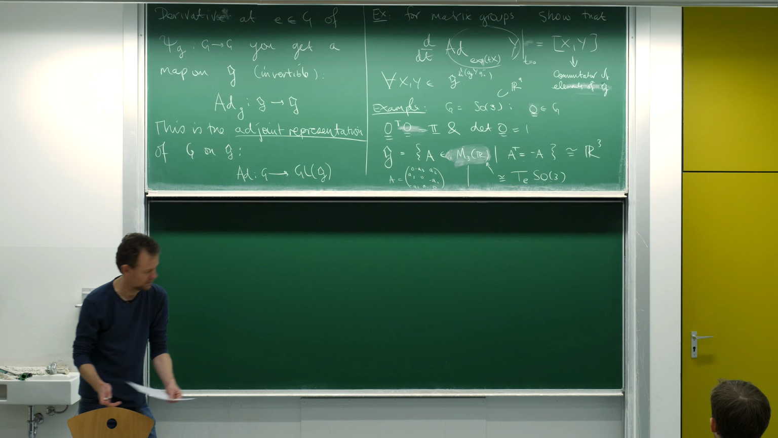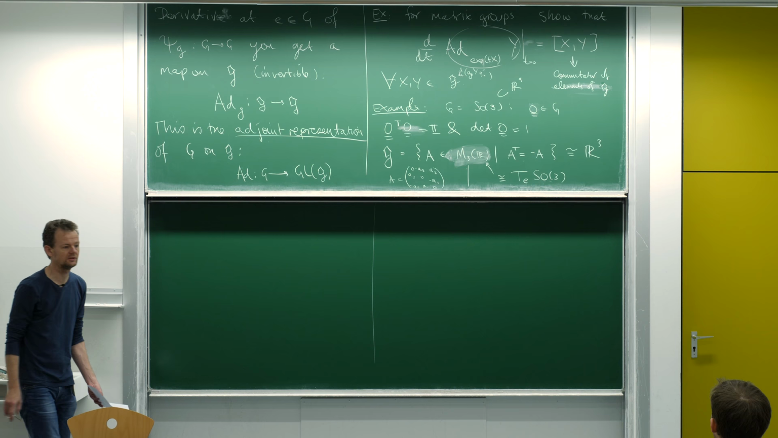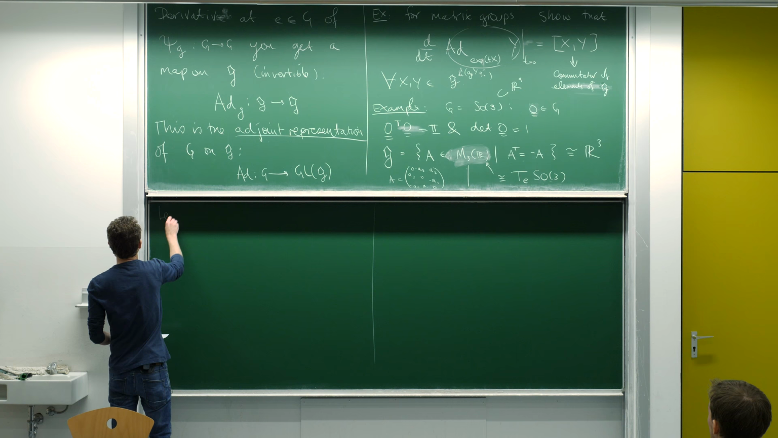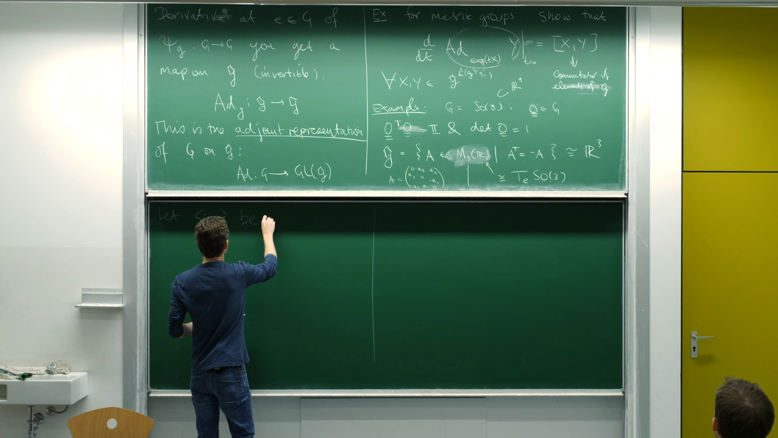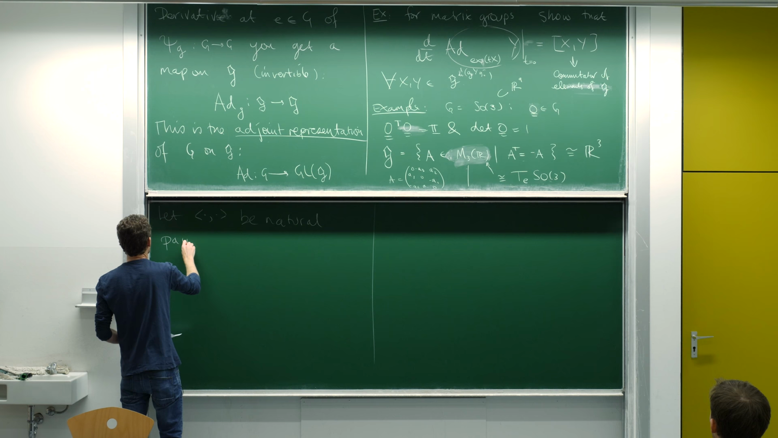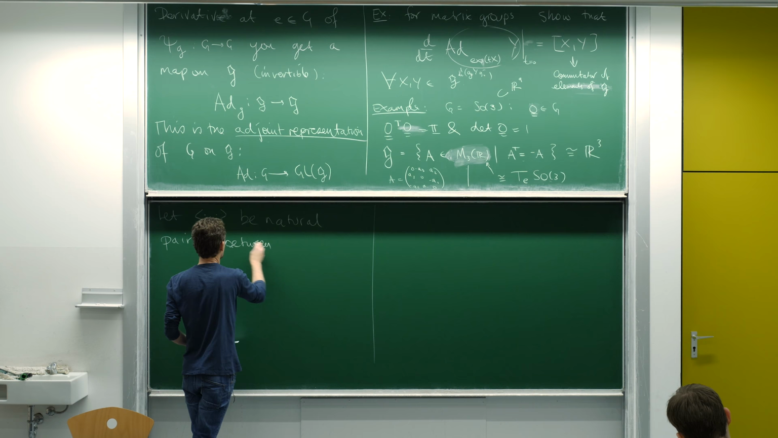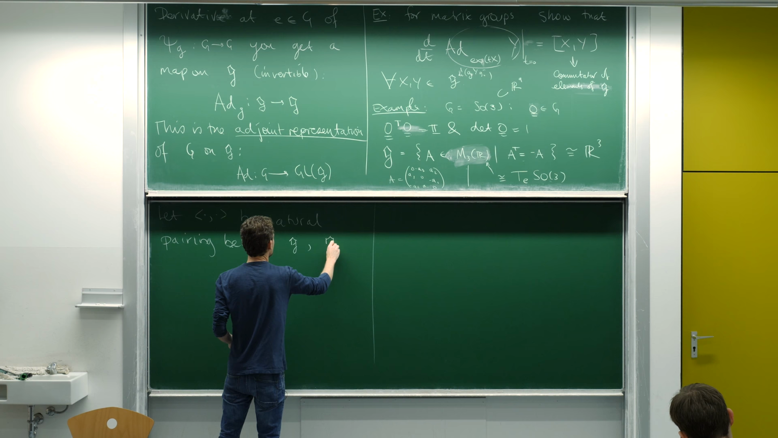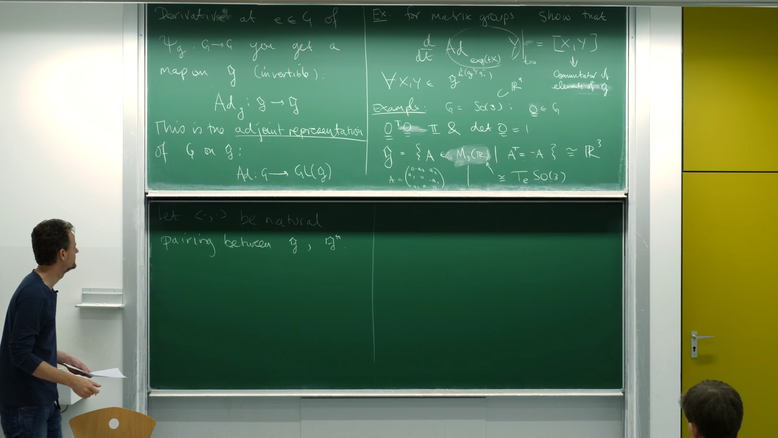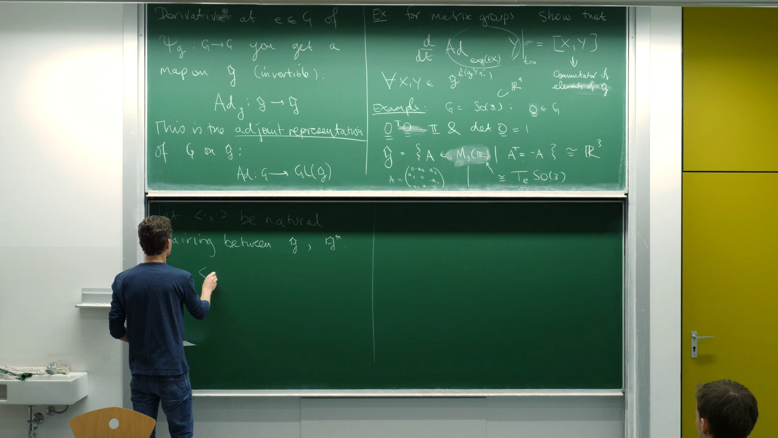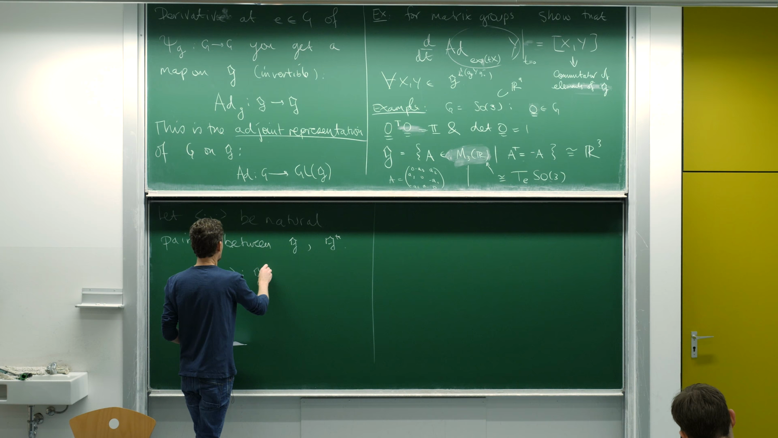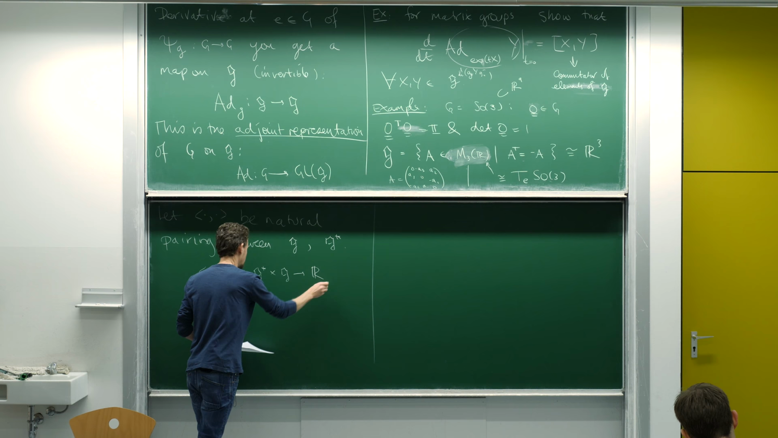So wherever you have something acting on a tangent space, you can take the cotangent space and see what happens. So there's a natural pairing between G and its dual. Let's call that angle bracket comma. It takes two arguments, one from the dual, one from G itself, and gives a real number.